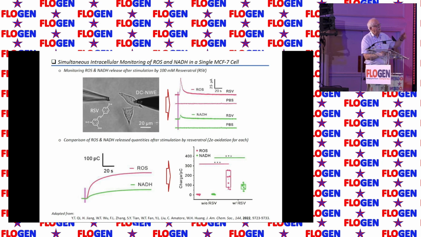We stimulate the cells by sending resveratrol, okay? And this is a breast cancer cell, okay? And you see that the two electrodes report the rise of, for the platinum one, the rise of the reactive oxygen species. For the NADH one, the rise of NADH. And if you make the integral of this signal, you see that you have an integral here of the two.